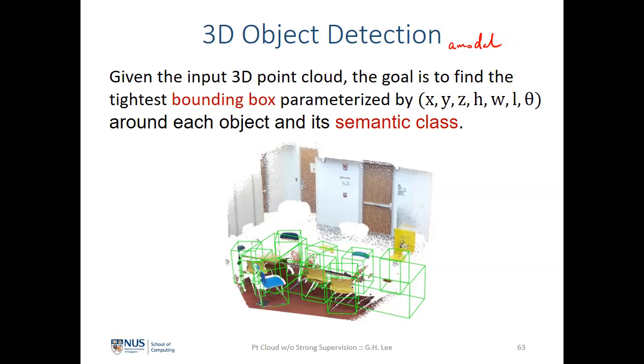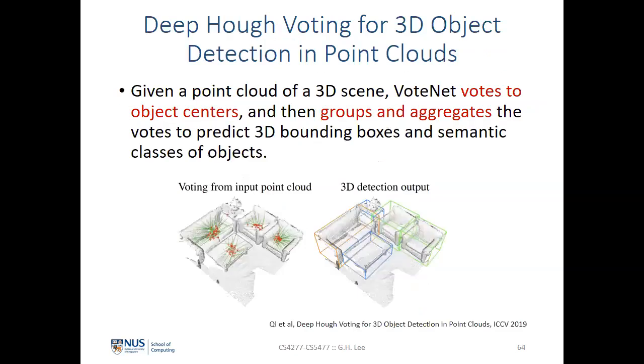So that's the difficult part when you do 3D object detection, that is the main difficulty there. Okay, and then this guy, the same guy who proposed PointNet, he came up with VoteNet. It was one of the first works in 3D object detection. It's pretty cool, this work.